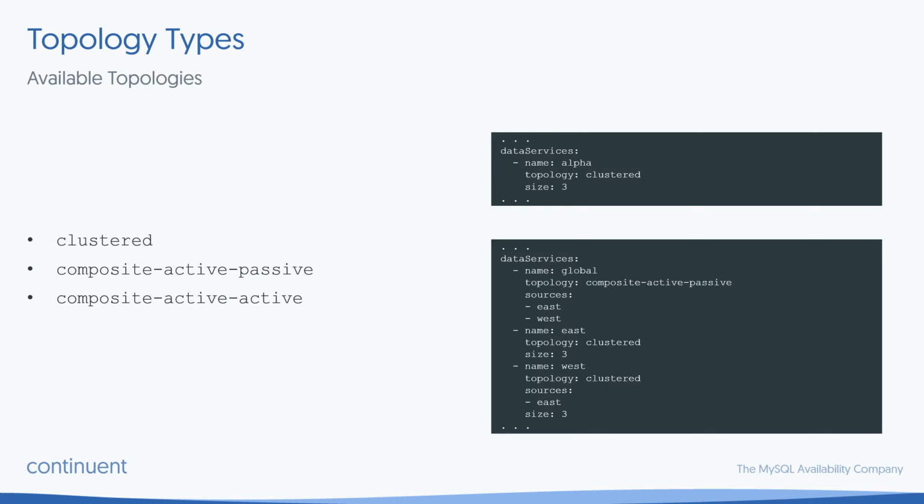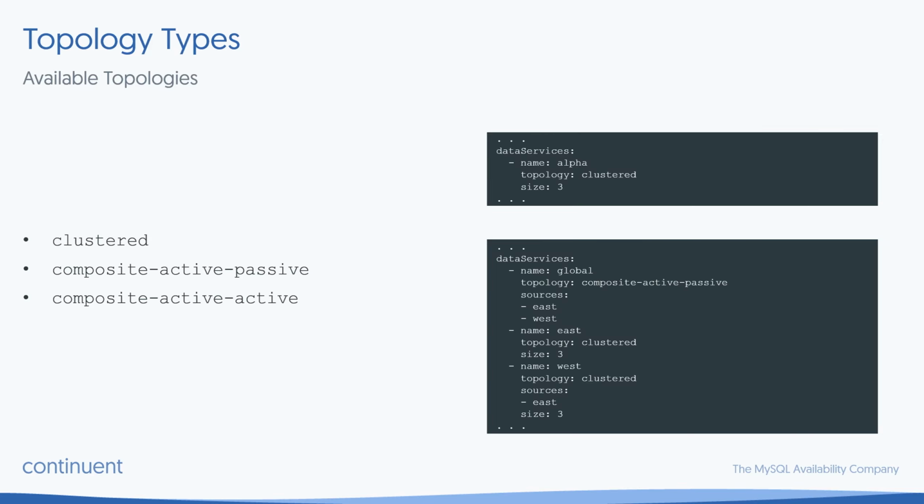In an active-active topology, I don't have an example here. The only difference is your topology would be composite active-active, not composite active-passive, and you wouldn't use the sources reference within the west cluster that I have here. So you would simply have east clustered, size of 3, and then you have west clustered with a size of 3, and then both of those clusters would be active.